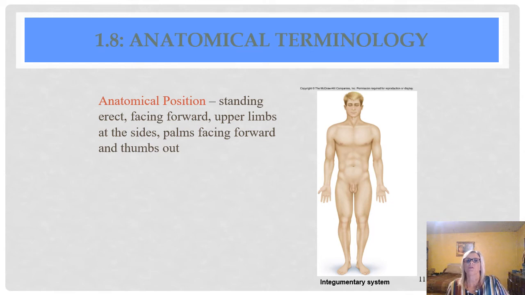So all of these terms assume that a body is in what we call anatomical position. This picture here is showing you anatomical position. This is standing erect or upright, facing forward, upper limbs hanging down to the side, palms facing forward, and thumbs out. That way, when you describe if something is superior or inferior, if it is medial to the middle or lateral, which means to the side, everybody is assuming the same beginning position. Otherwise, it could get very, very confusing.